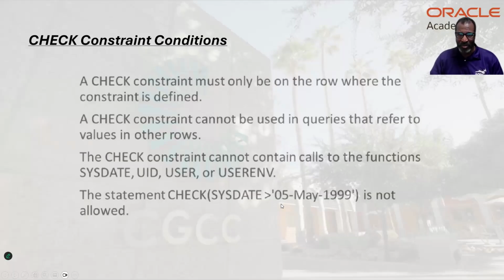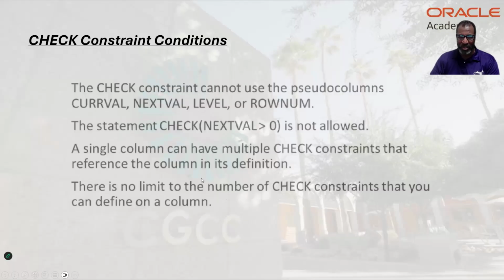So a check constraint must only be on a row where the constraint is defined. The check constraint cannot be used in queries that refer to values in other rows, so just the row. A check constraint cannot contain calls to the functions SYSDATE, UID, USER, or USERENV. The statement CHECK SYSDATE is not allowed, so you can't check the sysdate. Sysdate greater than would not make sense in most scenarios. It also cannot be used with pseudo columns CURRVAL, NEXTVAL, LEVEL, or ROWNUM. The statement that's not allowed.